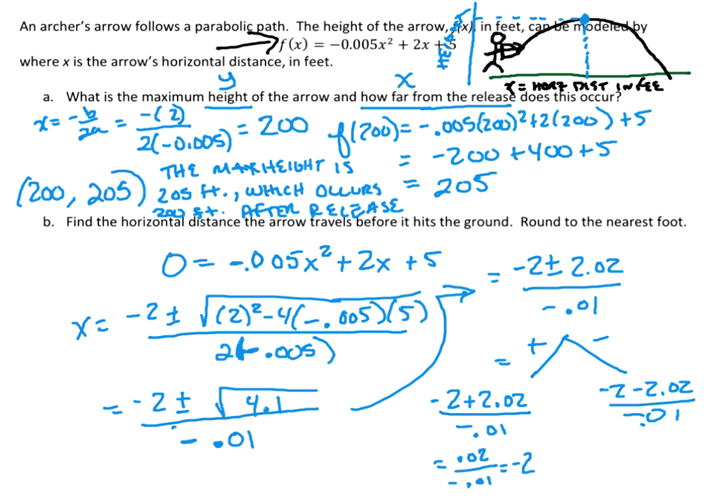There is no such thing as negative distance, so you don't even have to consider that one. And then the next one, that's negative 4.02 divided by negative 0.01. This gives us 402. And that makes sense. If it's at its highest peak at about 200 feet, then it's going to come down and hit the ground at 402. So there you go.